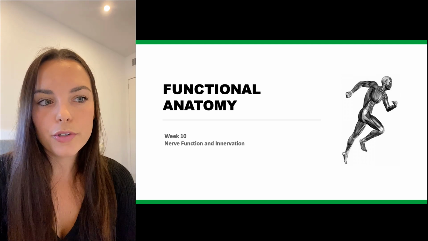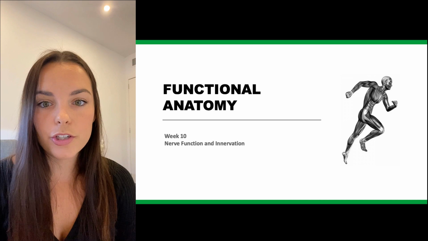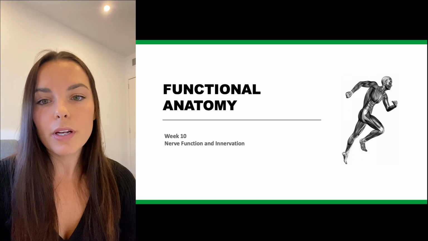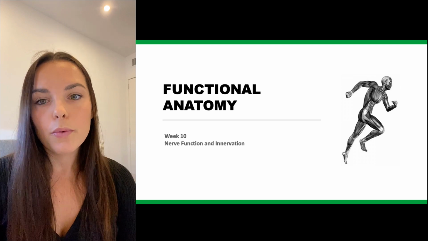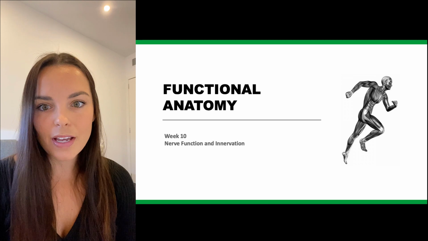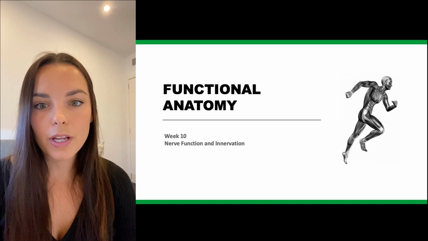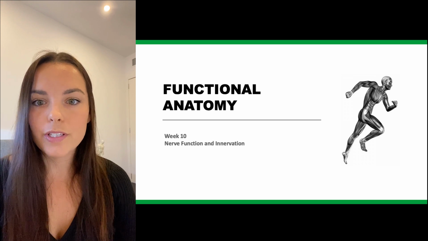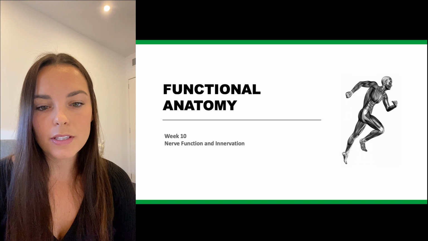Hi guys, welcome to week 10, functional anatomy, where we're going to be looking at nerve function and innervation. So we're going to start off by looking at some of the features of the nervous system. We'll talk about how movement occurs and how our reflexes occur. Then we'll have a look at some specific areas of the body and the different nerves in those areas and some of the key features of the nerves in those areas.